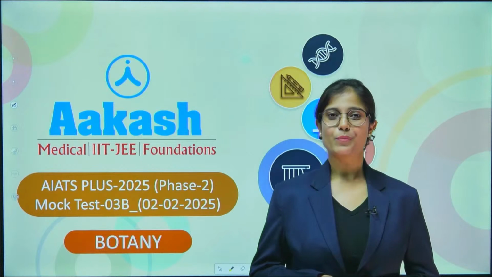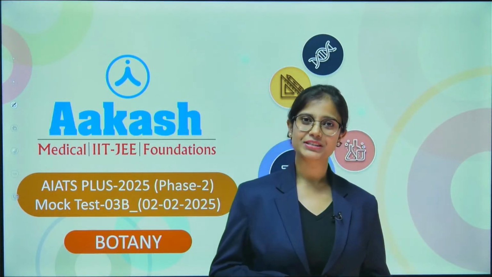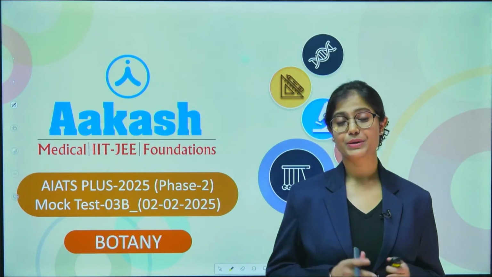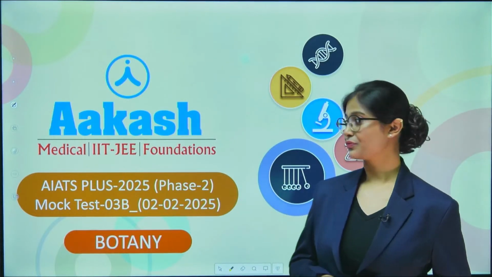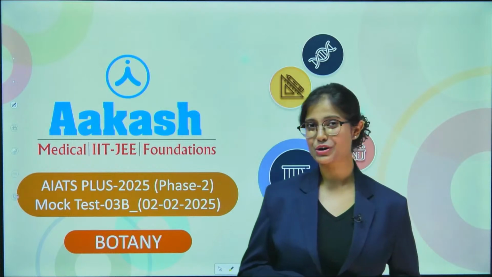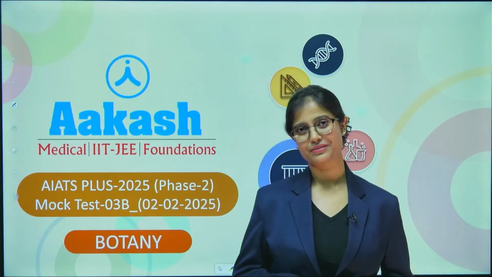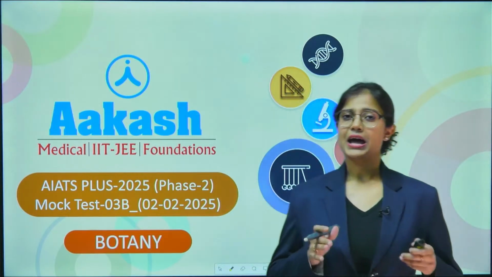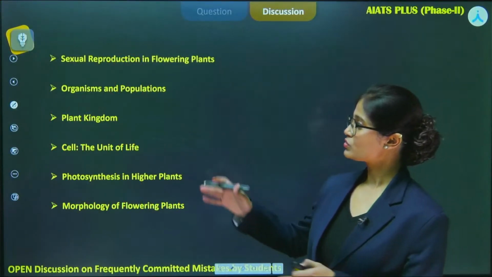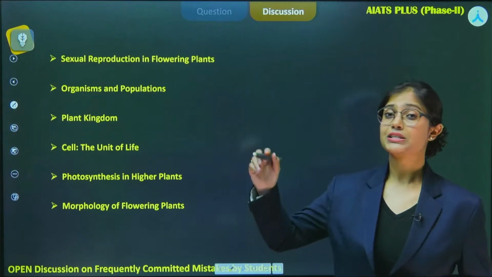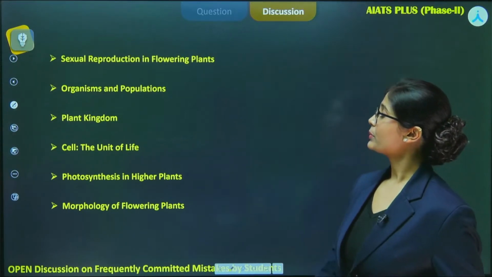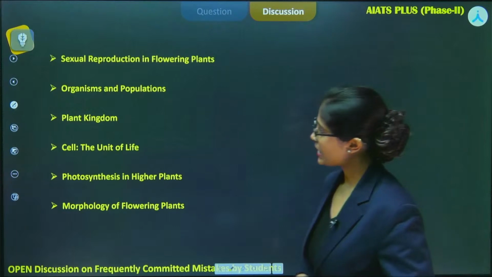I am Bushra, a botany faculty, and today I'm going to discuss the questions which are mistaken by a lot of students in this ongoing series of AIATS plus phase 2, which was held on 2nd of February 2025. In this session, I'm going to discuss questions from these topics. The first two chapters are from class 12. First one is sexual reproduction in flowering plants and second one is organism and population.